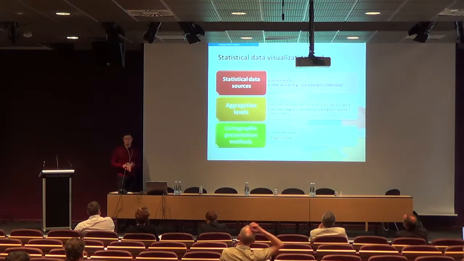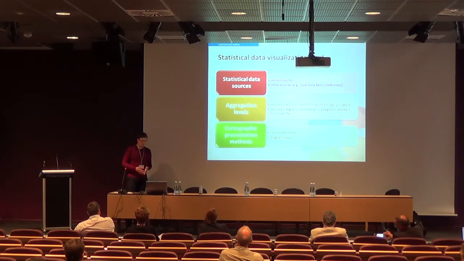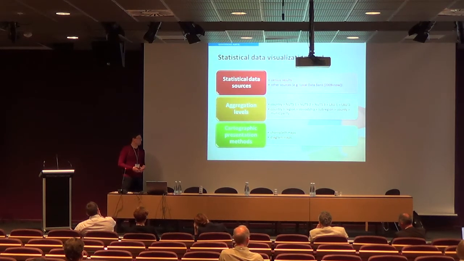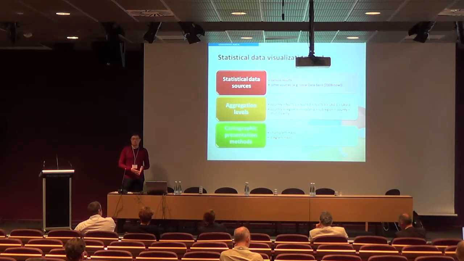The main statistical data sources that are published in the portal are census results, which are results of the agricultural census 2010 and population and housing census 2011. And from other sources, we mainly have the Local Data Bank. This is a huge database with lots of statistical data. Some of it dates back to 1978 even, but for now we published in the portal data since 2009 up to now. All data in the portal's database is available on aggregation levels from the country via NUTS regions down to LAU2 level. And we have two main groups of cartographic presentation methods available, and these are choropleth maps and diagram maps.